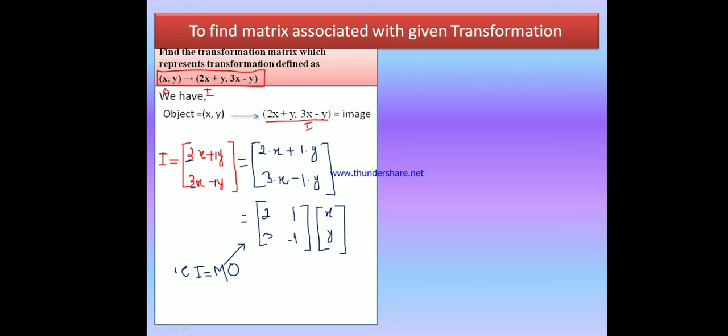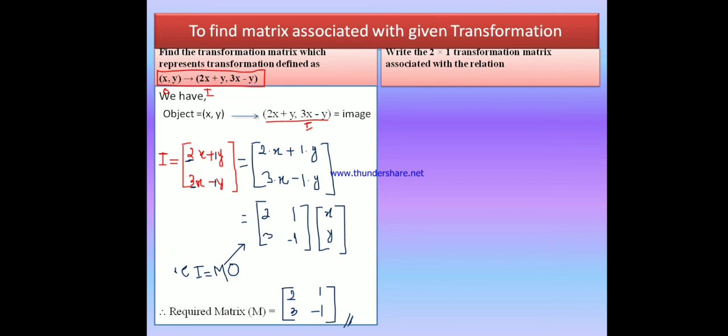And when you compare the 2 by 2 matrix, which is visualized here, that is the required matrix M. So what is the required matrix? 2 1, 3 minus 1. Yes, minus 1. This is the required 2 by 2 matrix. So this is another variety of question. Till now we are talking about how we can find the transformation matrix M in different cases.